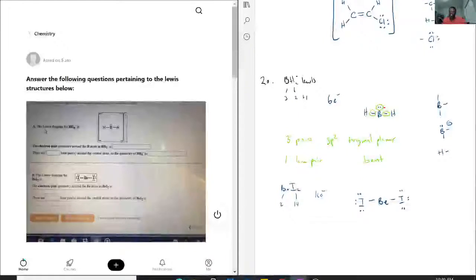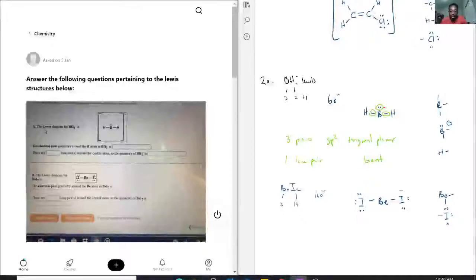Okay, and do we have 16 electrons? Let's see. We have 2 bonds, so that's 4 electrons, and we have 6 lone pairs, which is 12 electrons. So we do indeed have 16. So now, let's see here if it follows the formal charge. Beryllium just likes to have 2 bonds, so that's exactly what it's doing. And the iodine likes to have 3 lone pairs and 1 bond, which is what it's doing as well. So that's why the formal charge of this is 0.